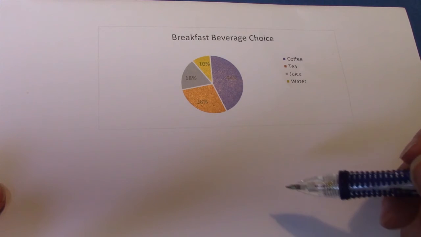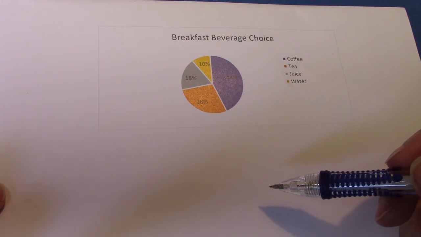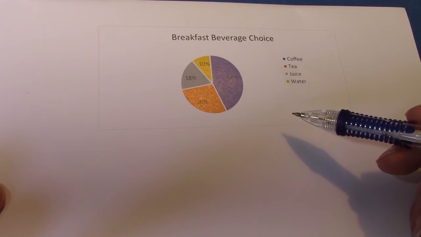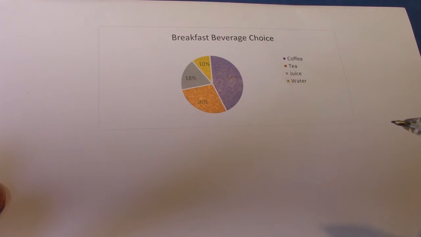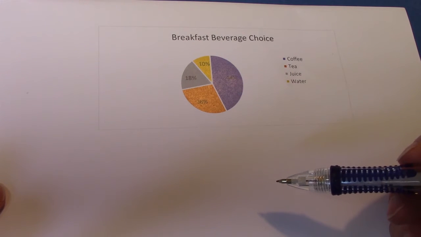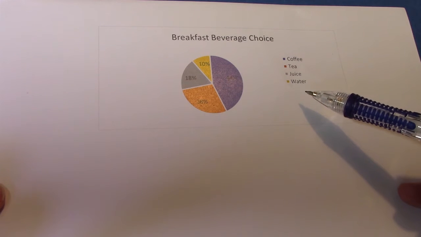Then consider each part of the chart. How many segments are there? Are they mostly the same size, or are they very different? On a test situation, you might be asked, what's the most common breakfast beverage choice? It's clear that coffee is the most common, because it is the biggest segment. Another question might be, what is the least common beverage choice? And that would be the smallest segment, which is water.